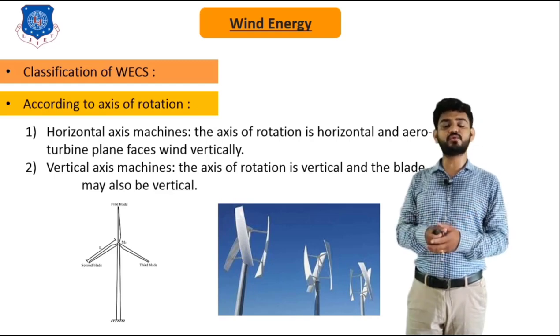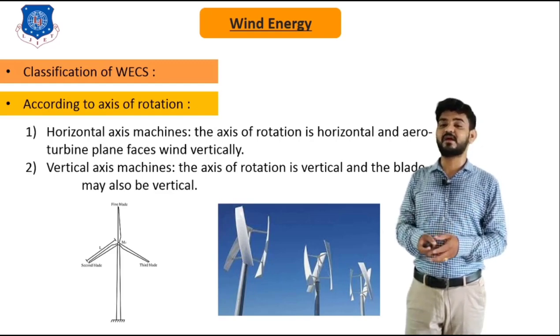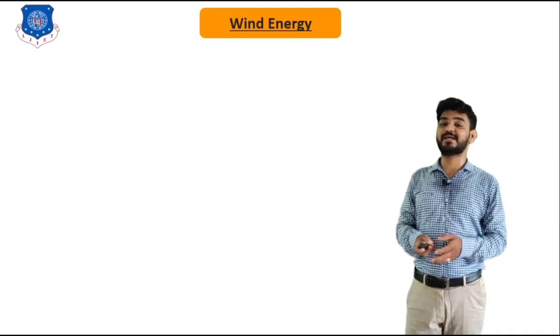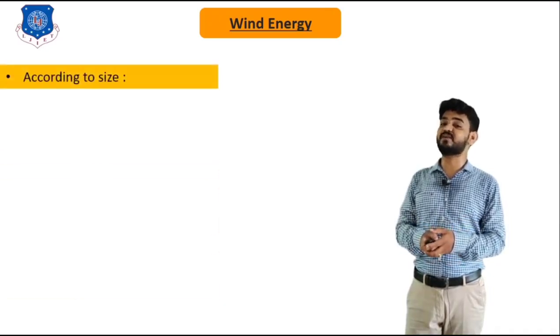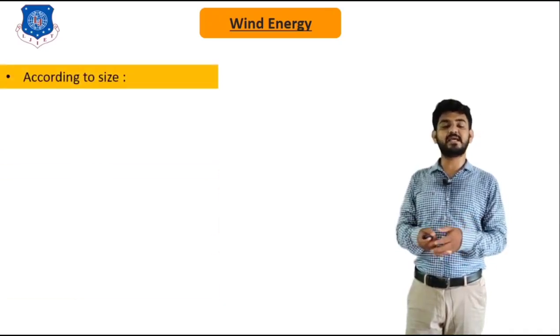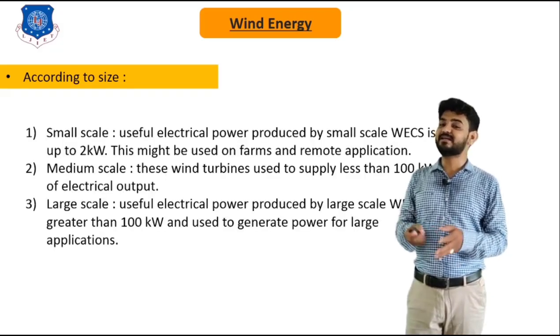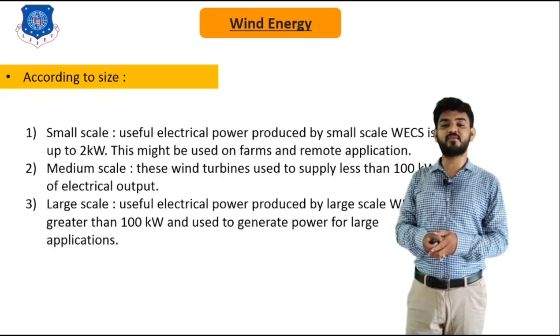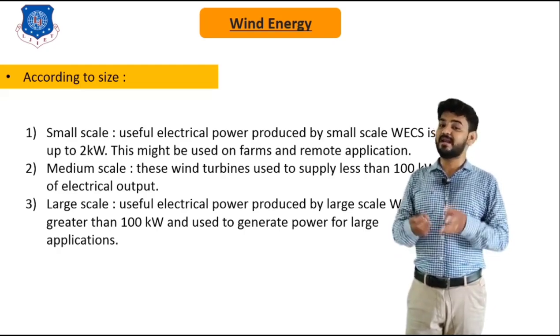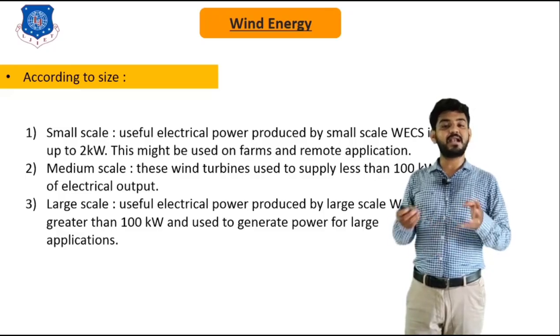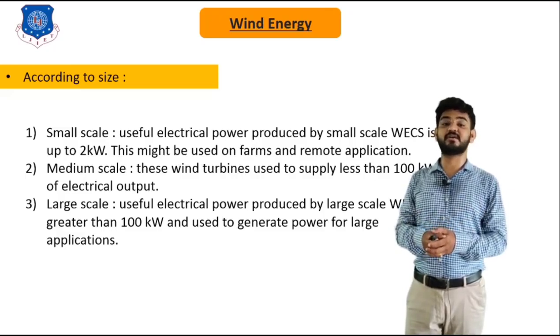Now let's move to the second classification, and it is based on the size of wind energy conversion system. Basically, we can divide it into three parts. One is the small scale, another one is the medium scale wind energy conversion system, and lastly we have large scale wind energy conversion system.